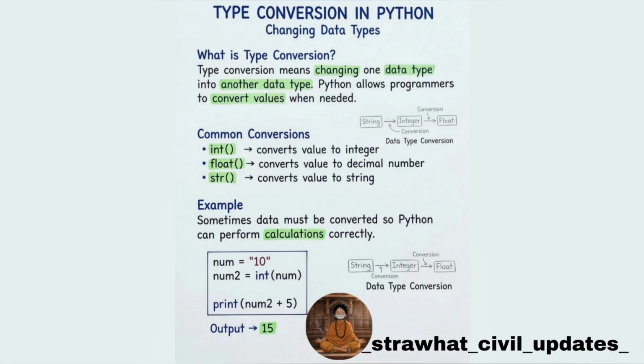Type conversion in Python. Changing data types. What is type conversion? Type conversion means changing one data type into another data type. Python allows programmers to convert values when needed. Common conversions. int converts value to integer. float converts value to decimal number. str converts value to string. Example: sometimes data must be converted so Python can perform calculations correctly. num equals 10, num2 equals int of num. Print num2 plus 5. Output: 15.